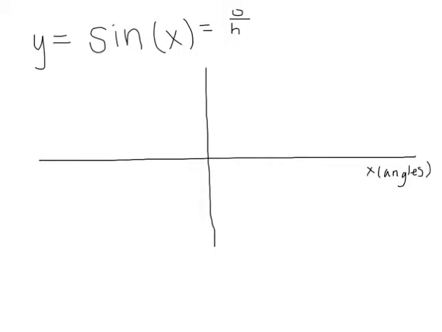So let's talk about our quadrantal angles right here. So if you start at, we're going to do this in radians. If you start at 0 radians, so right here, if you notice this is a side-to-side movement, you don't have any up-to-down movement. So sine of 0 is 0. So I can go ahead and plot that point. So sine of 0 is 0.